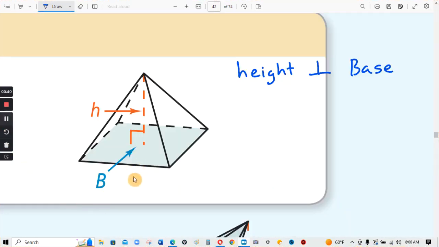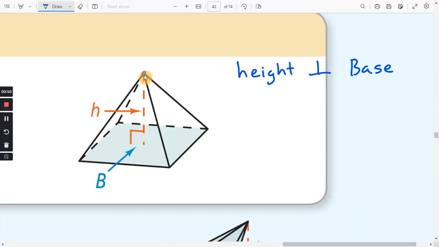So you can see in the diagram here, capital B refers to the area of the base. It's shaded in blue. And the height starts at the vertex, and it is the perpendicular distance from that vertex to the base. Notice it makes a right angle. So the height is perpendicular to the base.